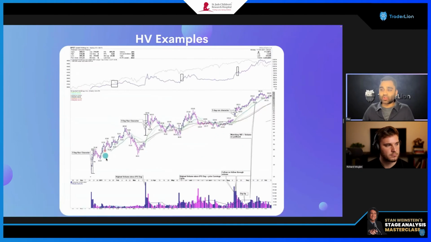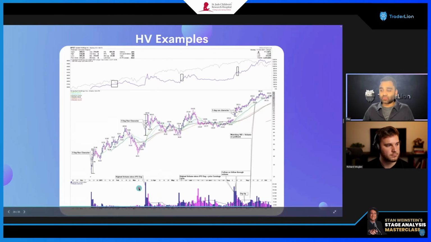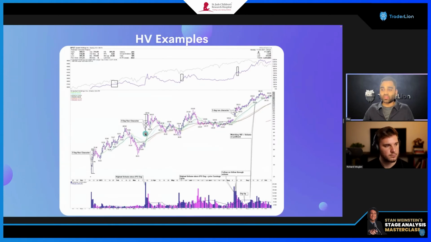The second example is UPSD. This one's one that everybody's familiar with and one that had massive gains in 2020. We see these 3-day big runs, but the common thread that would tie all of these runs is the fact that this was the highest volume since IPO day. Now, if this is the highest volume since IPO day, there's something that has happened on that particular day.